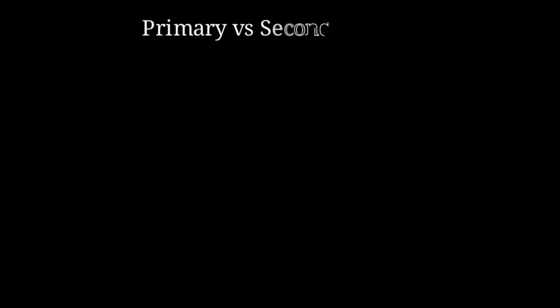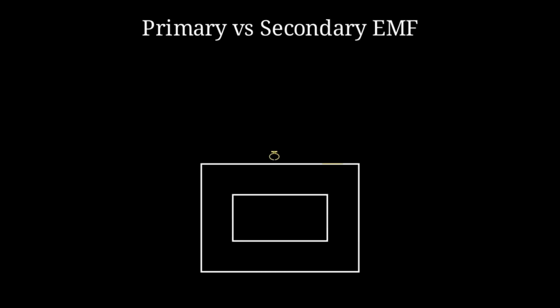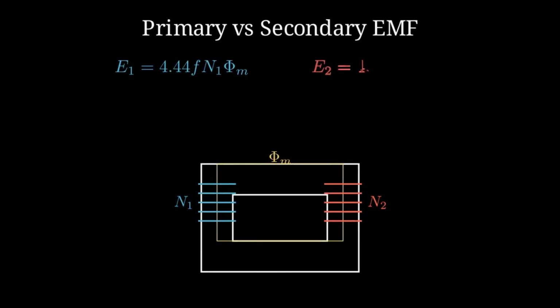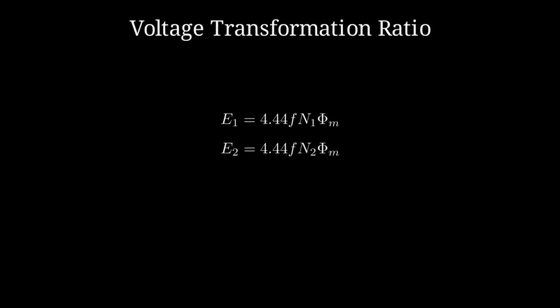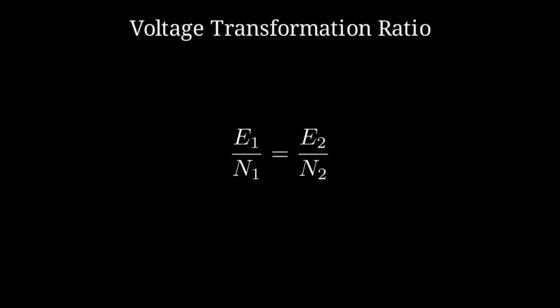For the primary winding, we use N1 turns to find E1. For the secondary winding, we use N2 turns to find E2. Note that the frequency and maximum flux remain constant for both sides in an ideal transformer. By dividing the two equations, we see that the EMF per turn is identical in both windings.